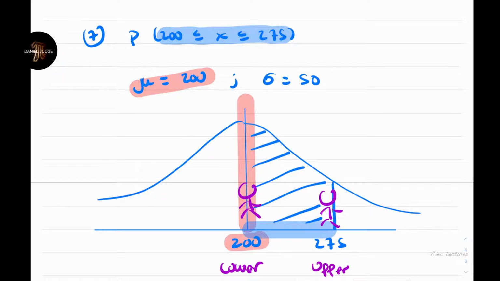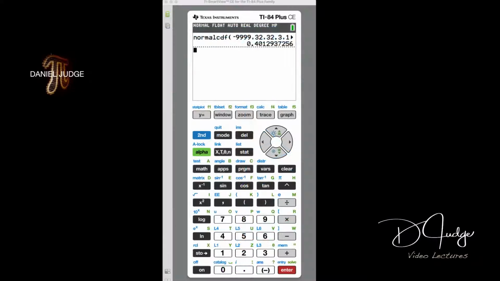So we're going to enter this in the TI calculator now. And remember, we have new information. So in the calculator, let's go there. Second, distribution, normal CDF. Lower value is 200. Upper value is 275. The mean down here is 200. Standard deviation, again, is 50. Paste this.